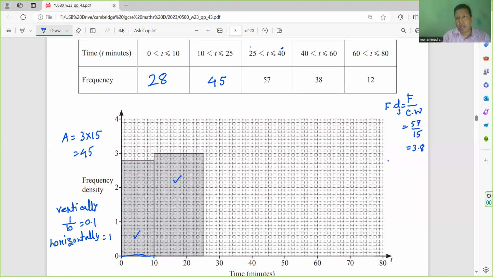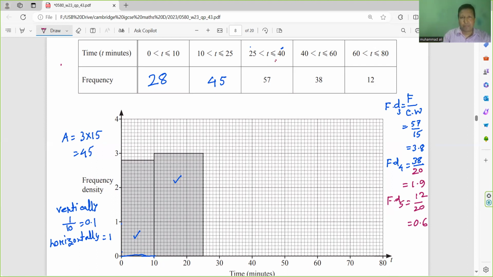This is FD3. For FD4, the frequency is 38 and the class width is 20, so it is 1.9. For FD5, the frequency is 12 and the class width is 20, so 12 divided by 20 is 0.6.